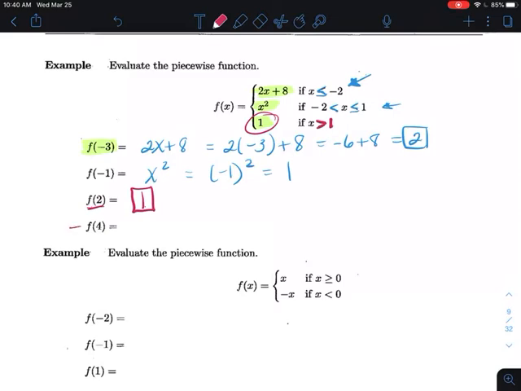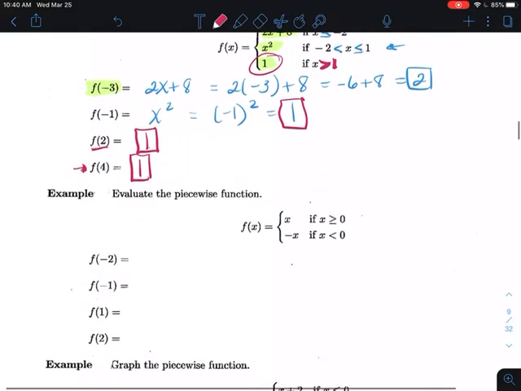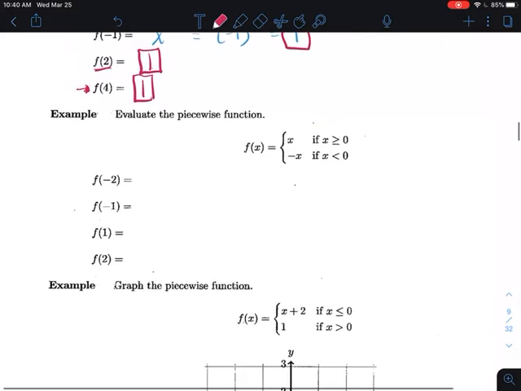Same thing for when f of 4. 4 is a number that's greater than 1. So I use the third equation and then you stop there. If there was an x value to plug in, then I would plug my x value in for x, but that's it. So here are all 4 answers. All right, use what I did in the first example to try the next example. So you can pause the video and try this example.